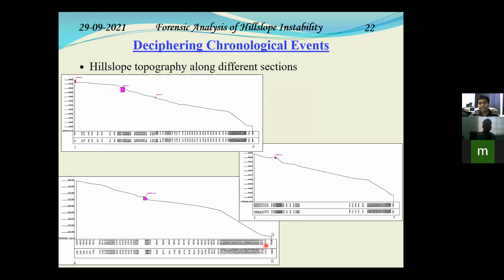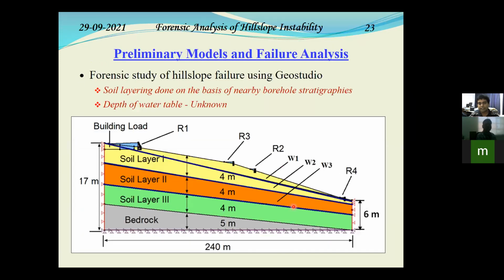So this lateral extent over the cross section AB, that is the longest one, is around 240 meters, and the hill slope was around 17 to 21 meters high. And then we could locate at which place each of these constructions has been made. So with this information, we started to work upon the preliminary model. We used the software GeoStudio to set up the model and do some preliminary failure analysis.